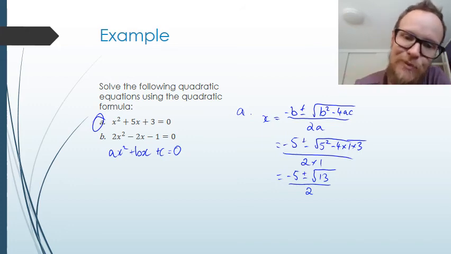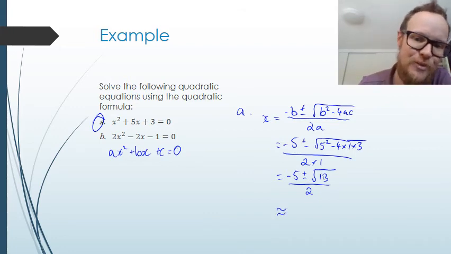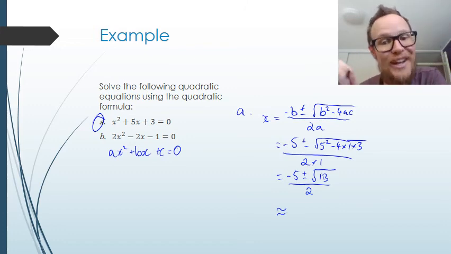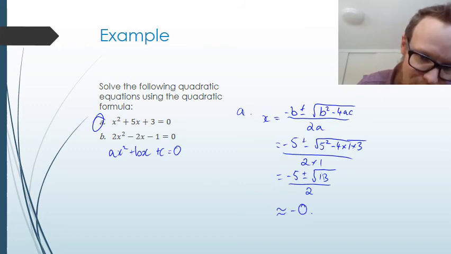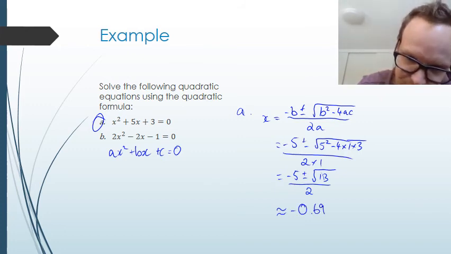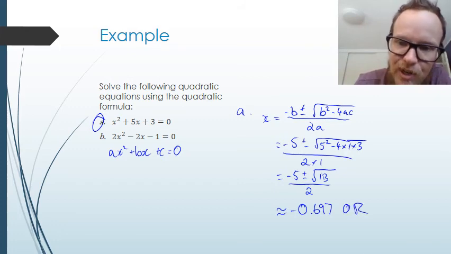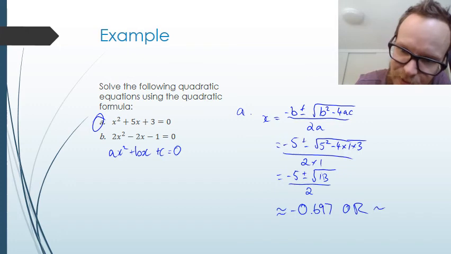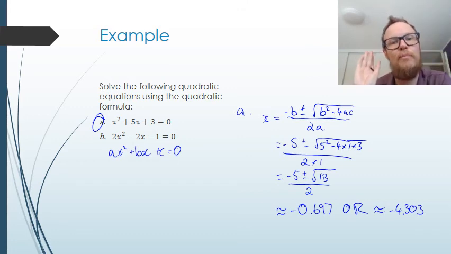You'll realize this in a couple of videos while we would do this. So we give a little squiggly line to say this is approximately, and we feed that into our calculator. We feed the negative 5 plus root 13 over 2 into our calculator, and we get negative 0.697. Then if we feed negative 5 minus root 13 over 2 into our calculator, we get a second answer, which is approximately equal to negative 4.303.